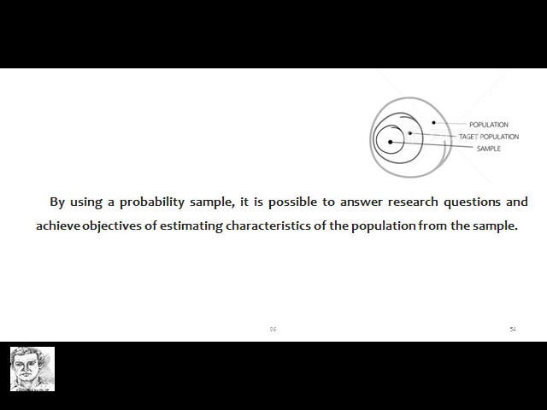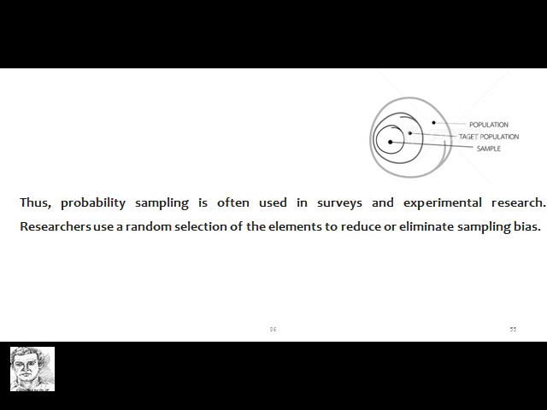By using a probability sample, it is possible to answer research questions and achieve objectives of estimating characteristics of the population from the sample. Thus, probability sampling is often used in surveys and experimental research. Researchers use a random selection of the elements to reduce or eliminate sampling bias.